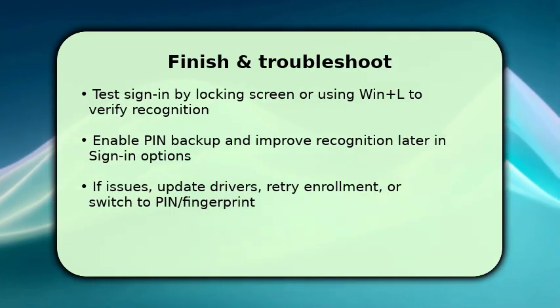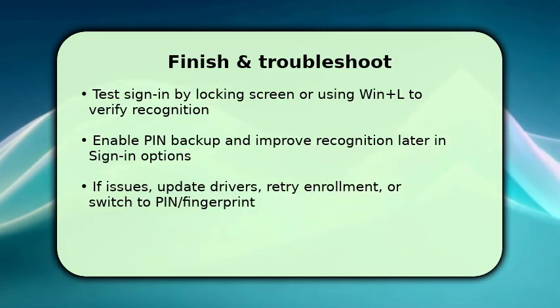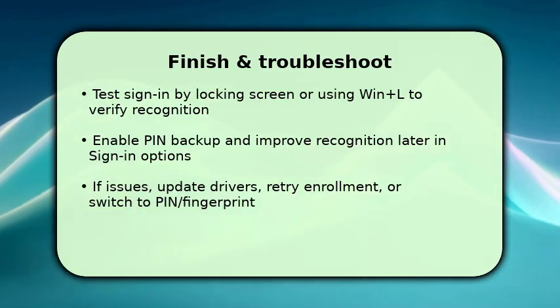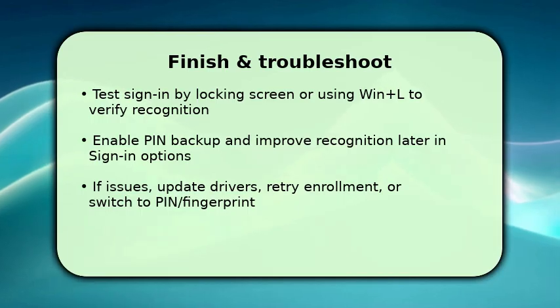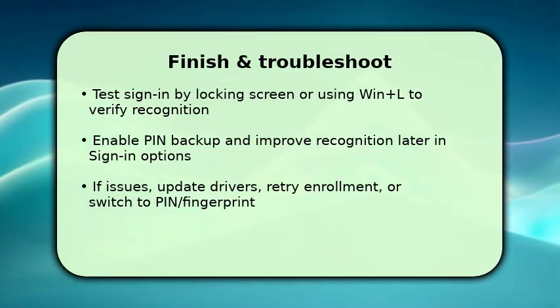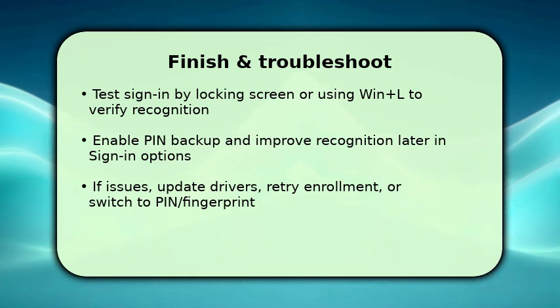Make sure you also set a PIN backup in case the camera fails. If recognition struggles, return to sign-in options and choose Improve Recognition to add more angles. If problems persist, update the camera driver or OS, retry enrollment in better lighting, or temporarily use a PIN or fingerprint until the camera issues are resolved.